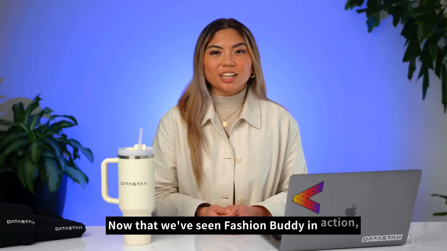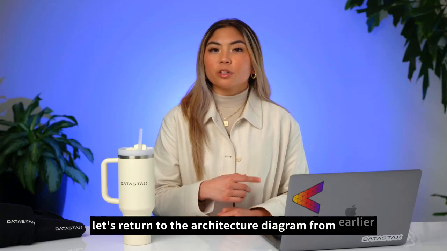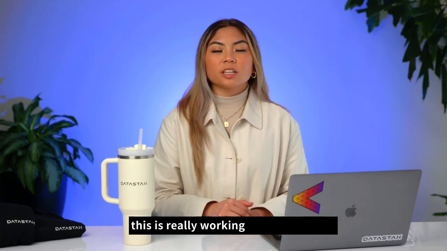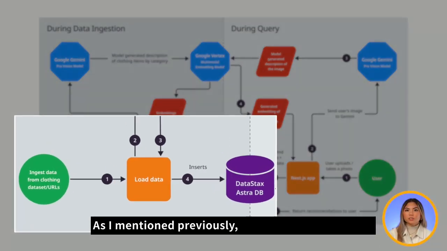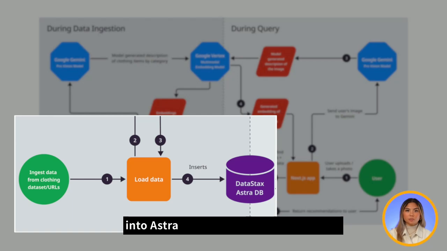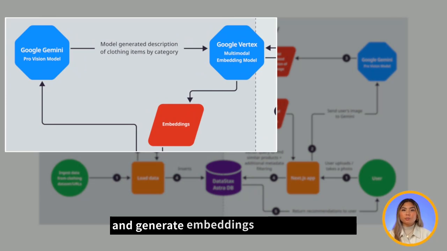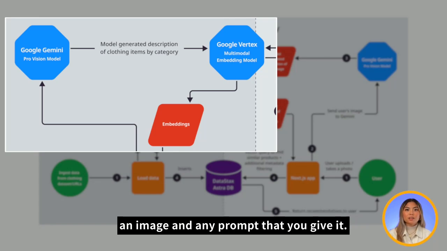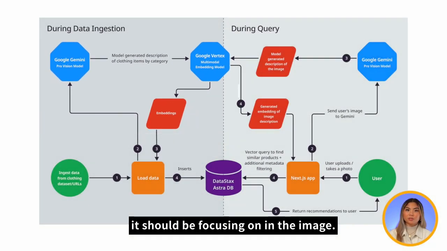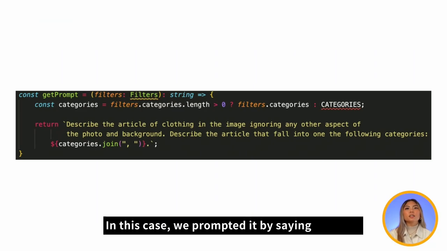Now that we've seen Fashion Buddy in action, let's return to the architecture diagram from earlier and take a look at how all of this is really working under the hood. As I mentioned previously, we're ingesting our data into AstraDB. But before we do this, we need to pull the descriptions of each item and generate embeddings based off of those descriptions. Gemini Pro Vision is able to take an image and any prompt that you give it. This prompt then tells the model how or what it should be focusing on in the image. In this case, we prompted it by saying, describe the article of the clothing in the image, ignoring any other aspect of the photo and background.